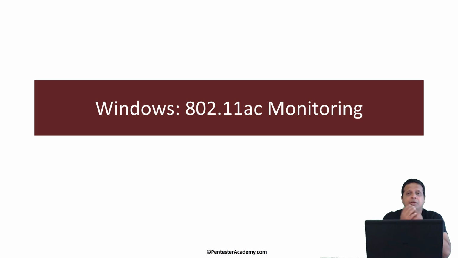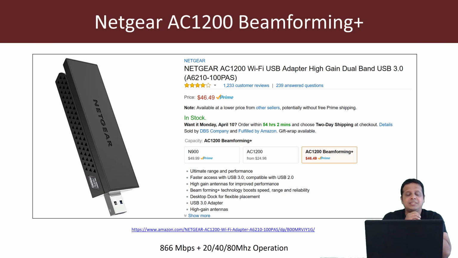using hardware you can pretty much buy from Amazon, which is the Netgear AC1200 beamforming plus adapter. Now this adapter is only available for around $47. I think it fluctuates between around $45 to around $50, give or take. And this adapter is actually a two-stream 11AC adapter capable of doing 866 megabits and can also do 20, 40, 80 channel bandwidth, which is really fantastic.